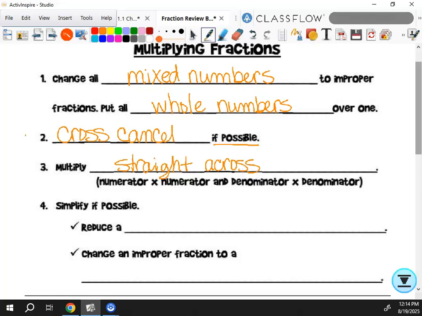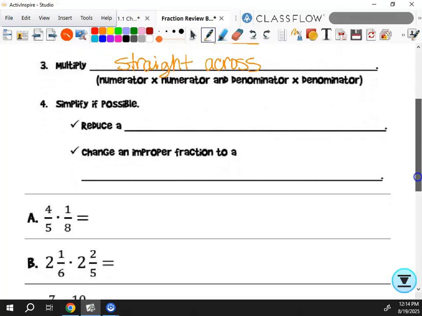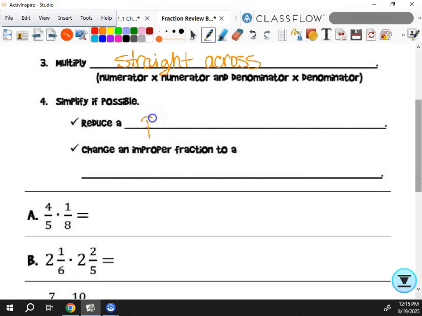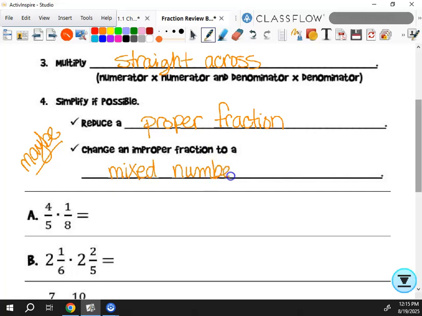If you get one, it's not necessarily wrong. You're just going to be making your life more difficult because it's going to make your numbers bigger than they need to be. And then step 4 is like it was yesterday. Reduce a proper fraction, and maybe, although we are doing it on all the ones here, change an improper fraction to a mixed number. I say maybe because in the future, it depends on the situation, but we're going to do it on all these just to practice the concept of it.